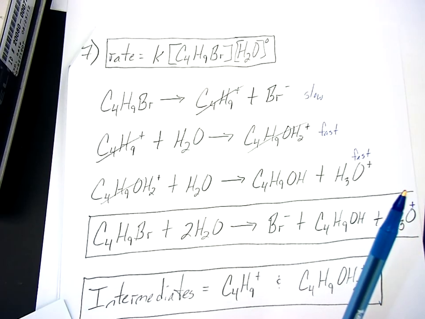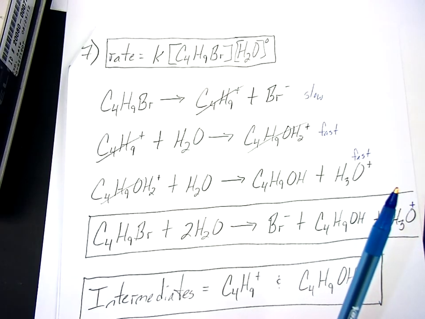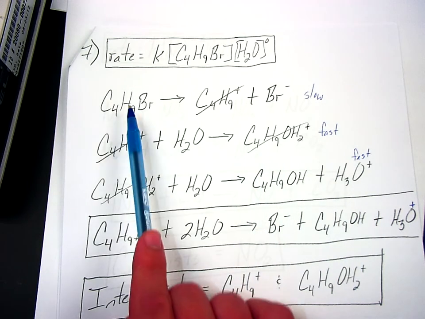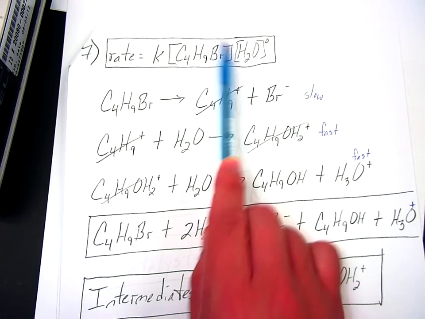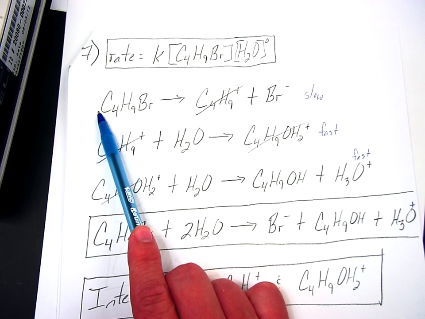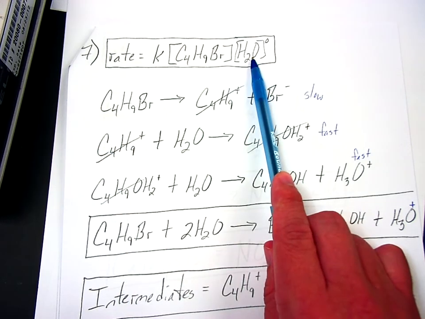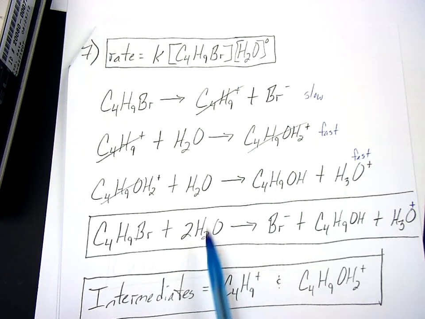Therefore, up here is my rate law. Again, including the reactant from the slow step, he's got an order of 1 because he's got a coefficient of 1. And then the water with an order of 0 since he's located in the overall equation but not a part of the slow step.